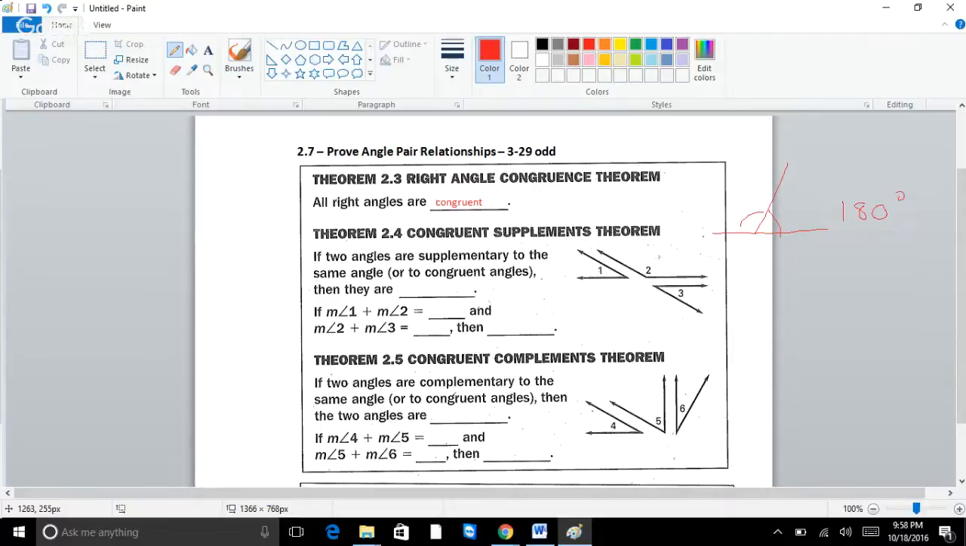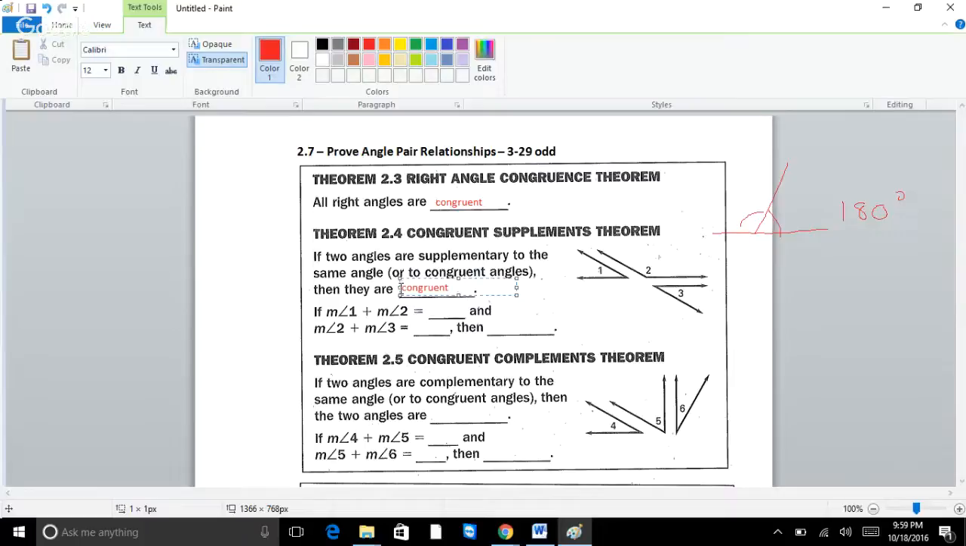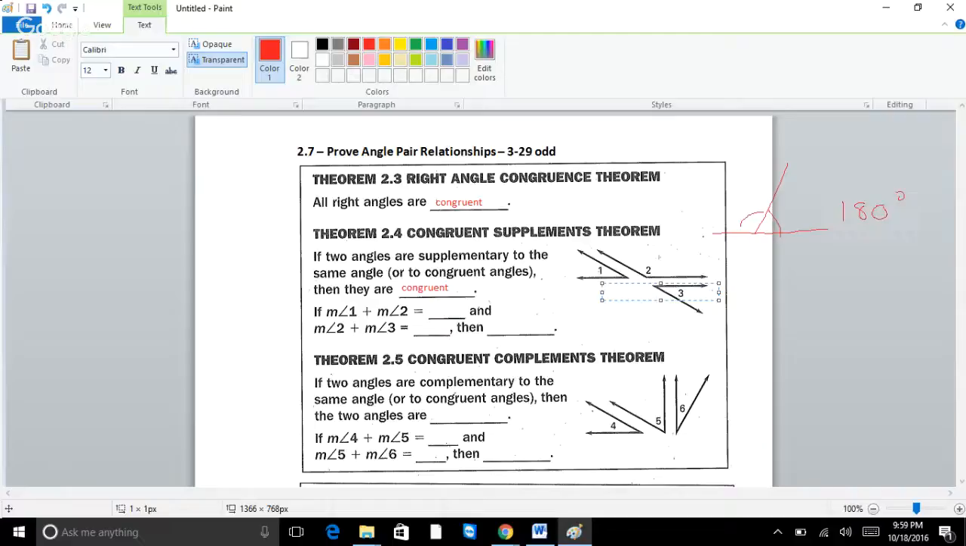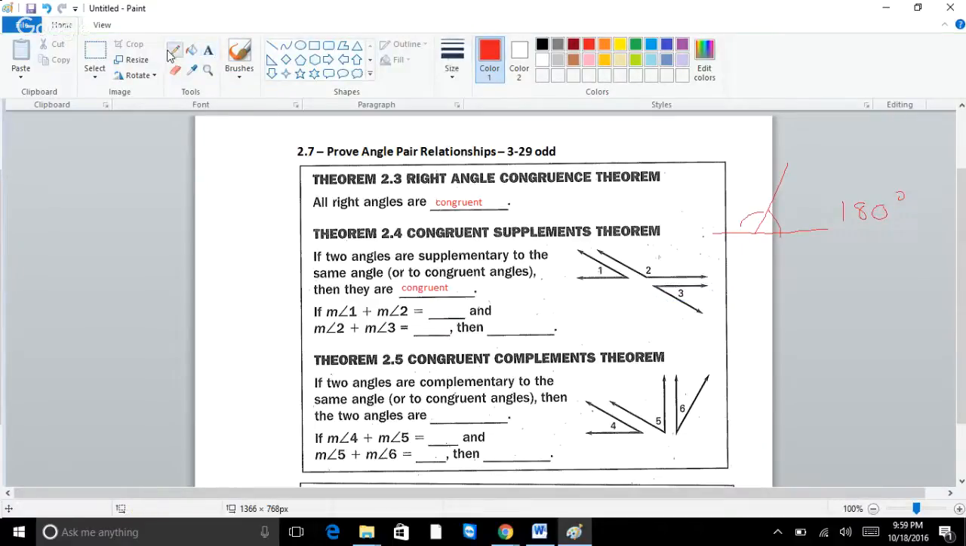So the idea is if two angles are supplementary to the same angle or to two congruent angles, then they are, guess what the word's going to be? They are congruent. Okay, so what does that mean in words here? You see this little picture they have here? They have angles 1, 2, and 3. If angles 1 and 2 are supplementary to each other, and angles 2 and 3 are supplementary to each other, then we can say that 1 and 3 are congruent.